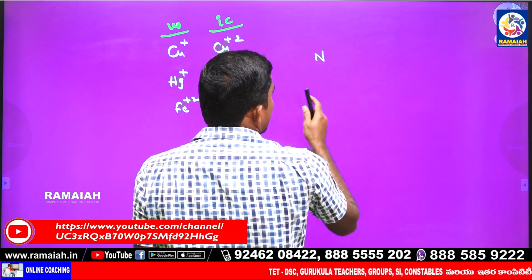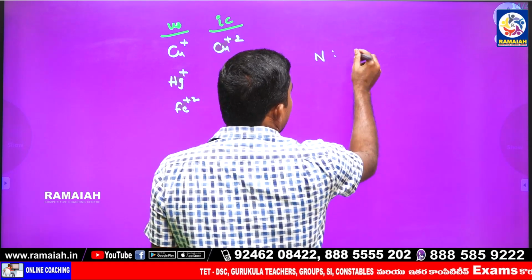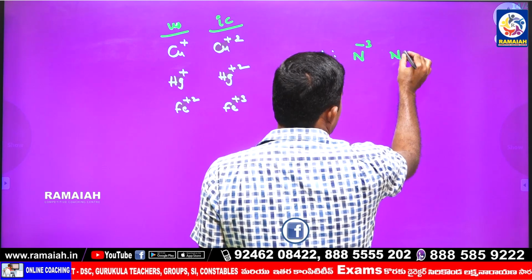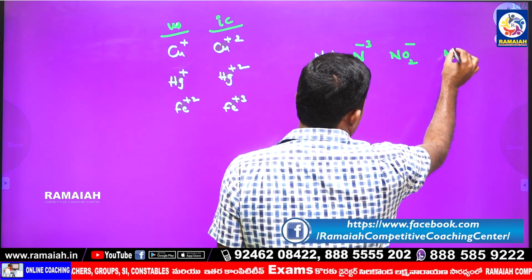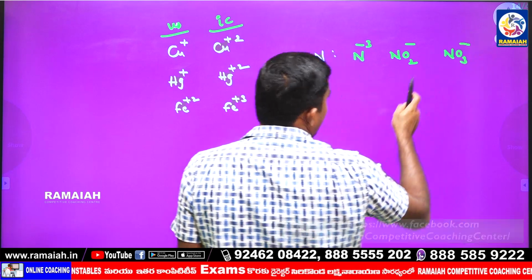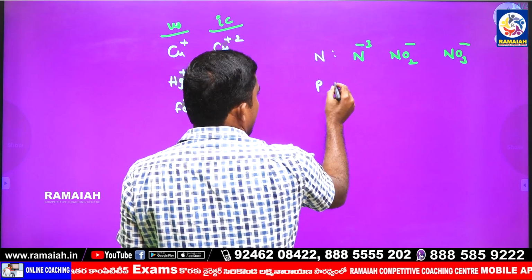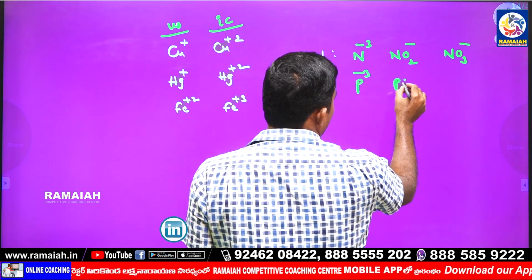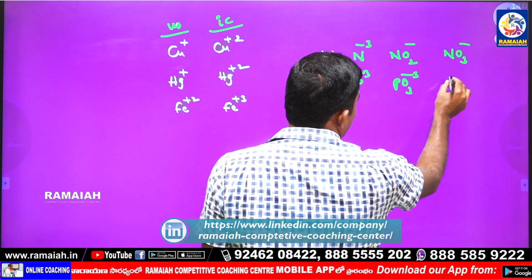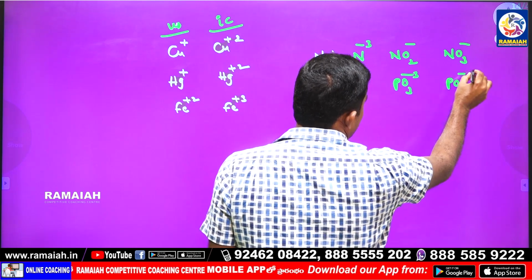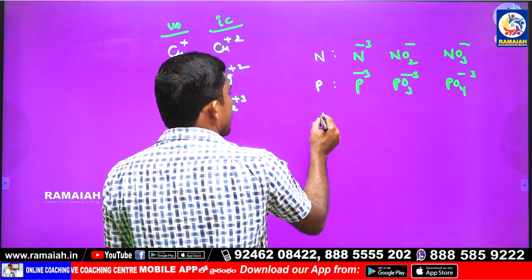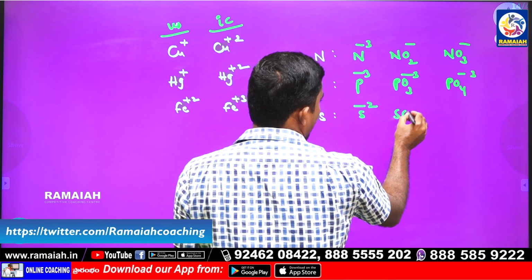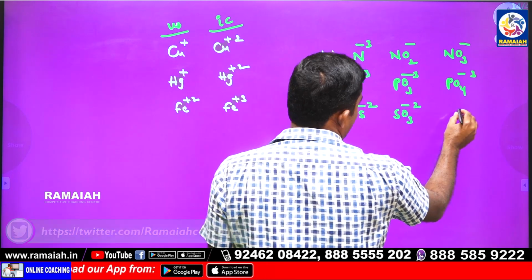Nitrogen: N-3, NO2-, and NO3-. Next, phosphorus: P-3, PO3-3, and PO4-3. And also sulfur: S-2, SO3-2 and SO4-2.